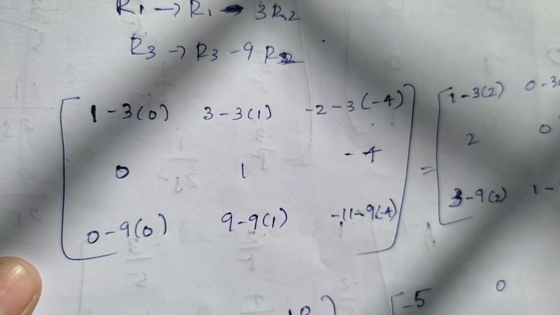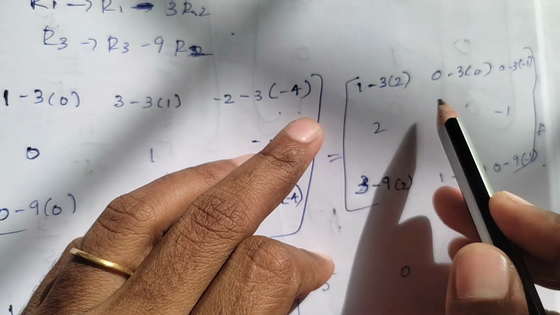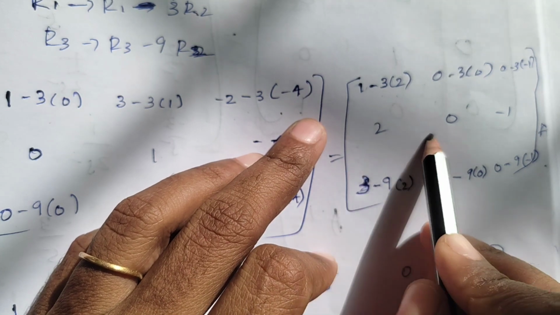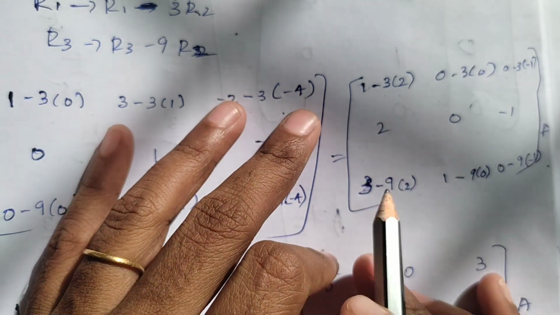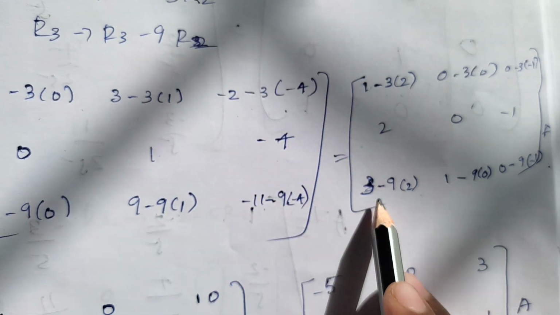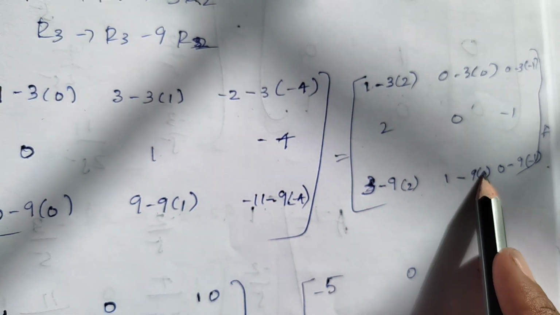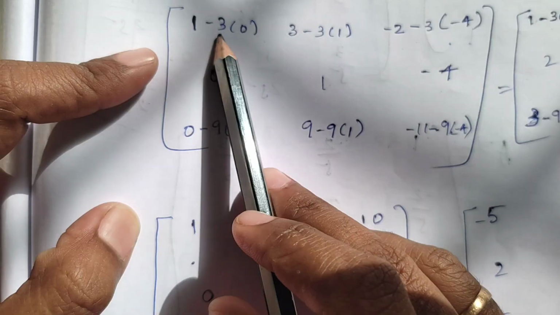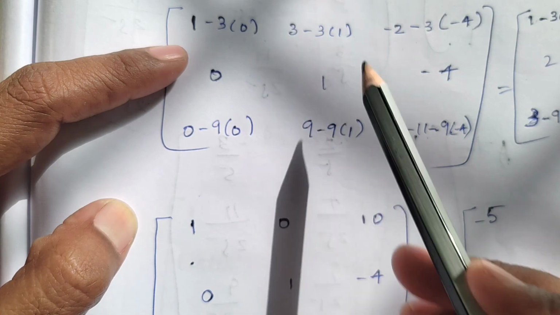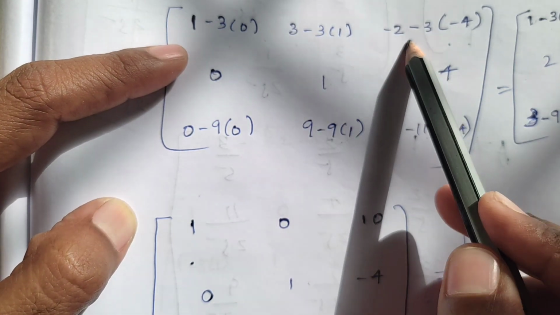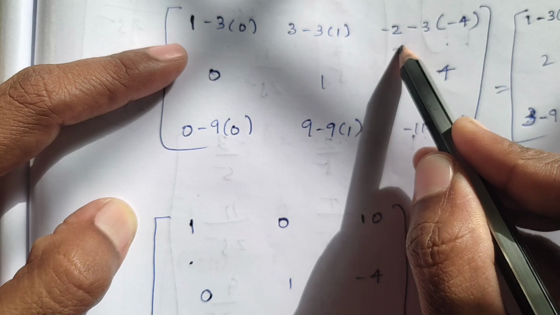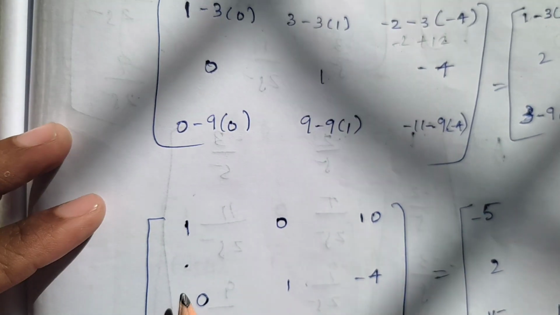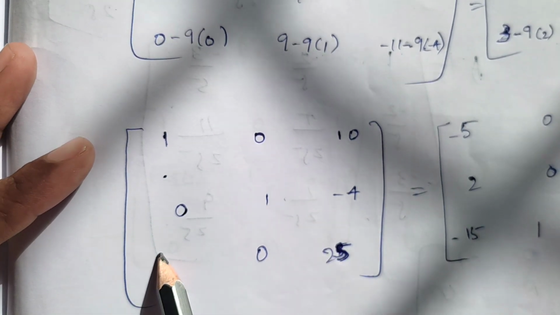Same thing on the RHS: 1 minus 3 into 2, 0 minus 3 into 0, 0 minus 3 into minus 1, that is 2, 0, minus 1. R2 is kept as it is. And our R3 is 3 minus 9 into 2, 1 minus 9 into 0, 0 minus 9 into minus 1. On simplification, we have 1 minus 0, 1, 3 minus 3, 0, minus 2, minus into minus, plus. So minus 2 plus 12 will give you 10. R2 is as it is, only R3.